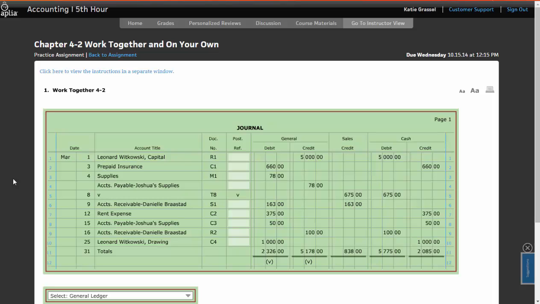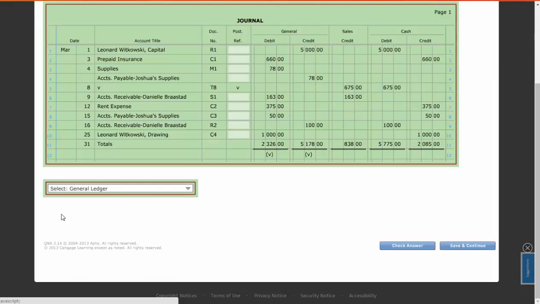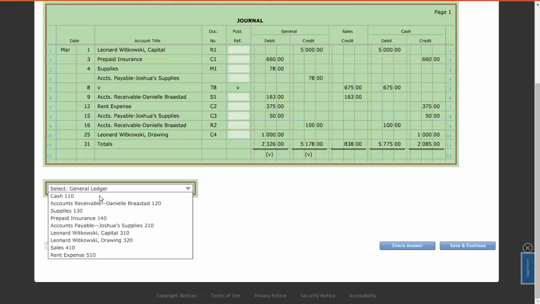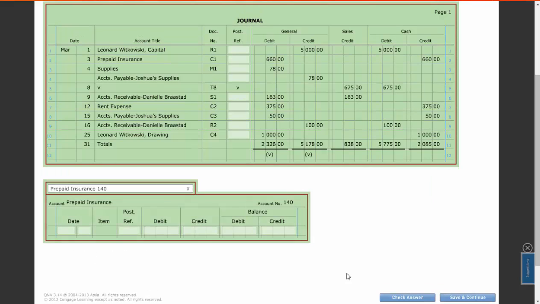So when we look at a ledger down here, you will see right here it says Select General Ledger, and from the drop-down menu we have a series of ledger accounts. So I'm just going to open up prepaid insurance to look at it.